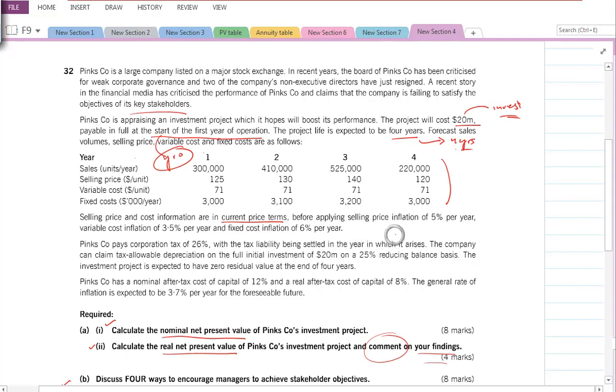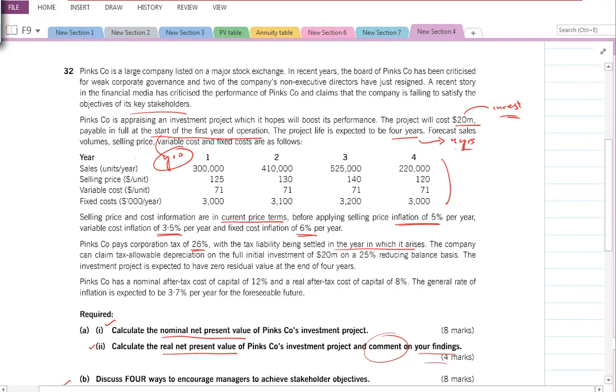With their respective specific inflation rates, before applying. The selling price inflation is 5%. Variable cost inflation is 3.5% and 6% is the fixed cost inflation. Now, Pinksco pays corporation tax, which is 26%, the tax liability being settled in the year in which it arises. So there is no time delay in the payment of tax.